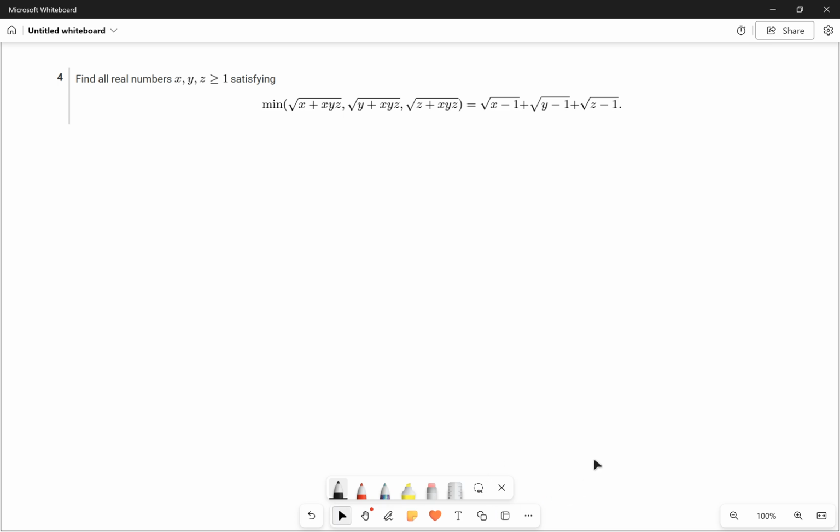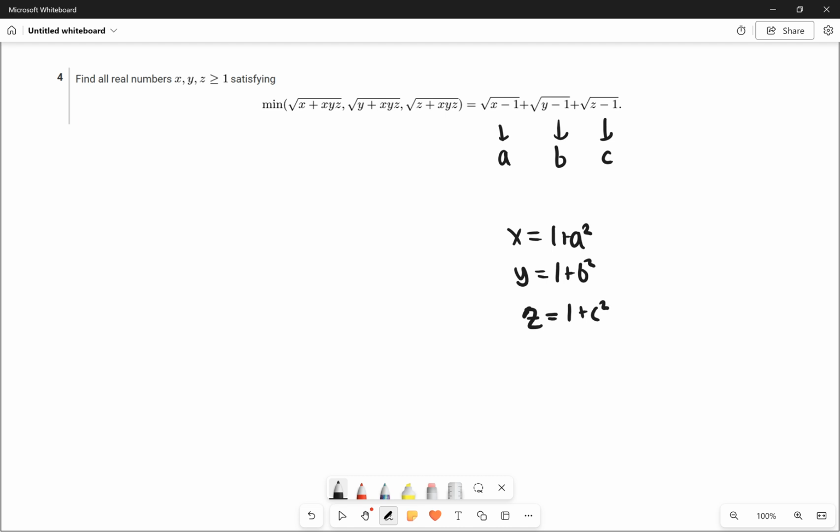So in particular, we can just let this be a, this be b, and this be c. And solving for x, y, and z gives x equals 1 plus a squared, y is equal to 1 plus b squared, and z is equal to 1 plus c squared.